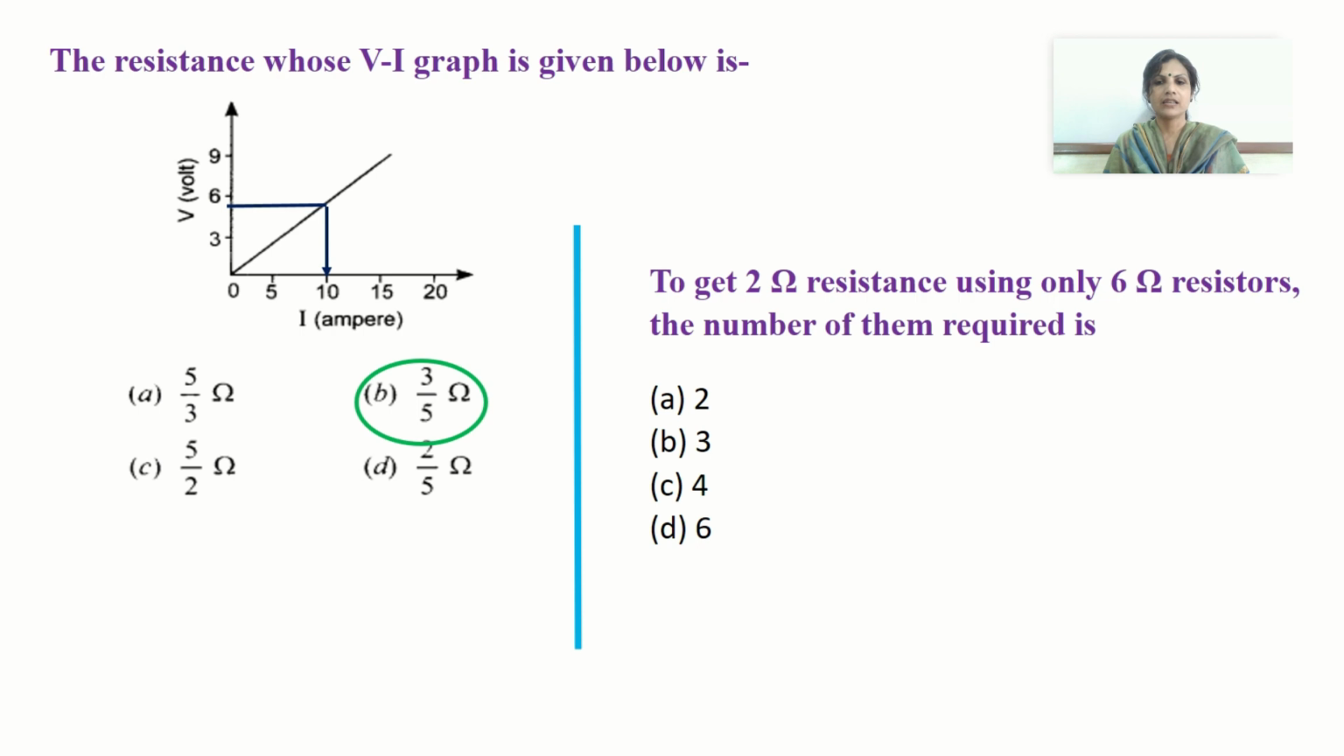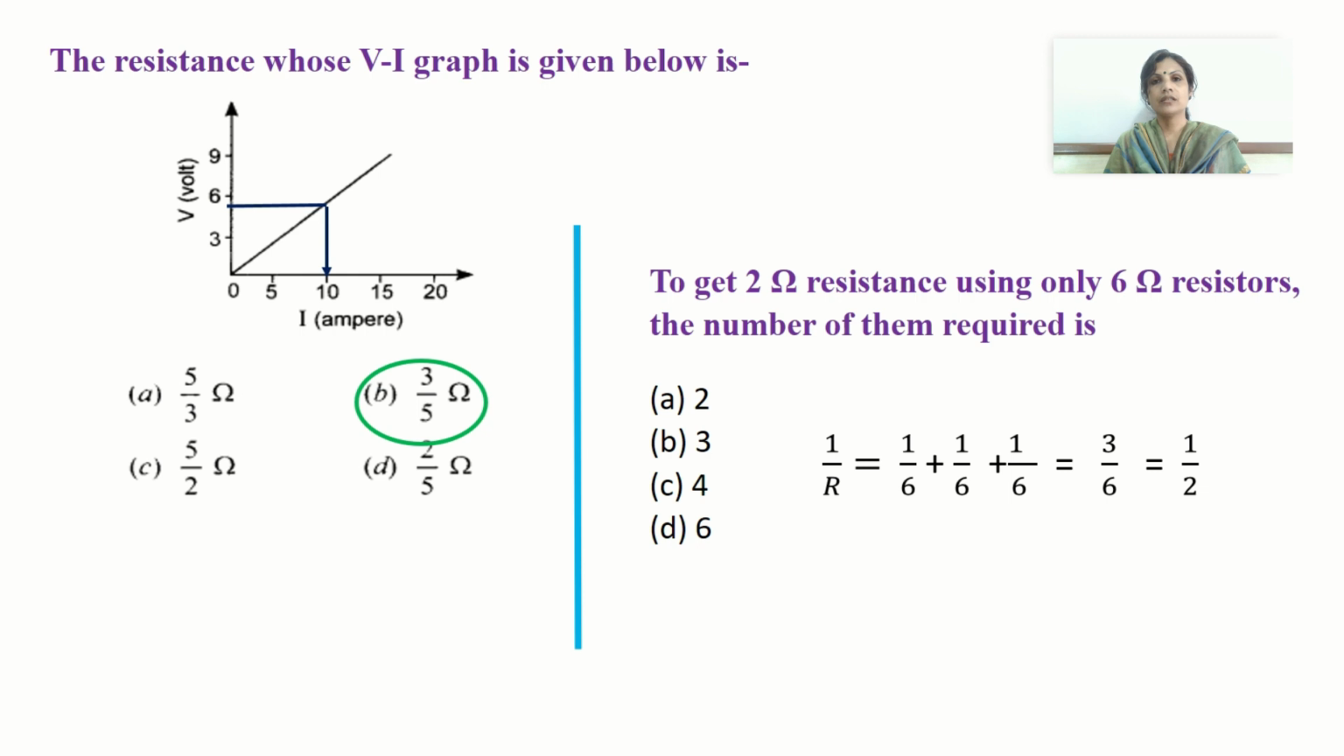Alright. Next, to get 2 ohm resistance using only 6 ohm resistors, the number of them required is, how many 6 ohm resistors will you need so that the overall value of the resistance is 2 ohm. When you connect the resistors in parallel, its overall value decreases. So this 6 ohm resistance we need to connect in parallel, but how many do you have to connect in parallel? Let's see. If you connect 3 resistors in parallel, it will become 1 by 6 plus 1 by 6 plus 1 by 6. That will give you 3 by 6. 3 by 6 is 1 by 2. Reverse the ratio. So R is 2 ohm.